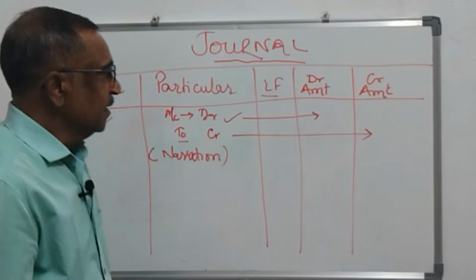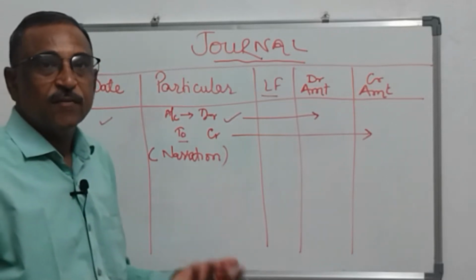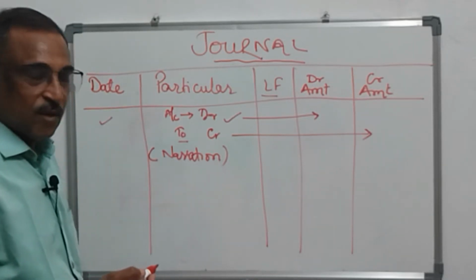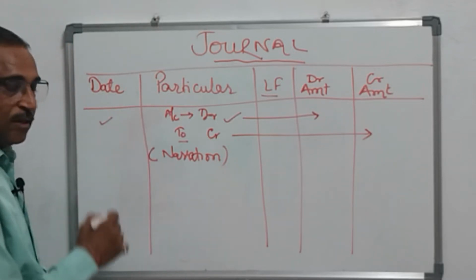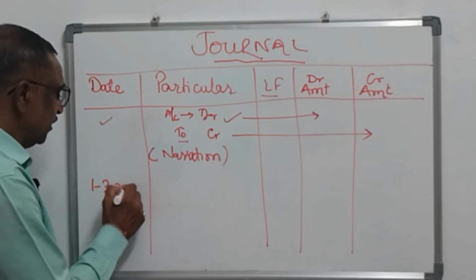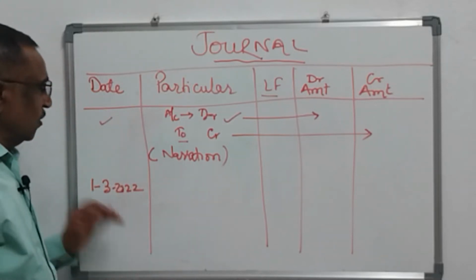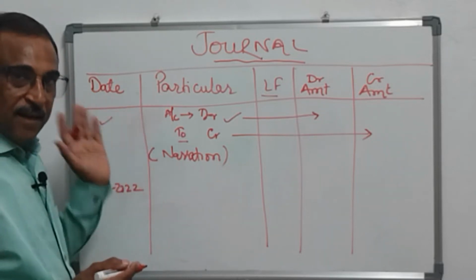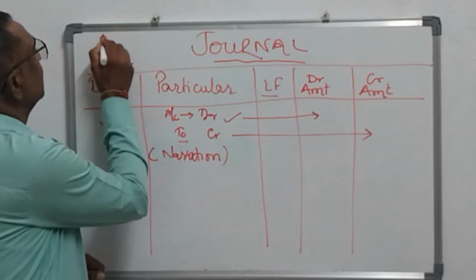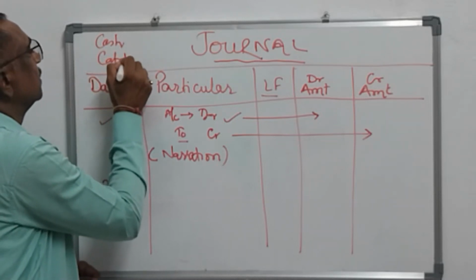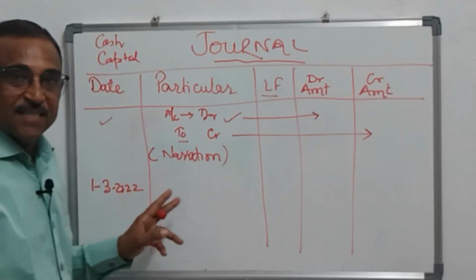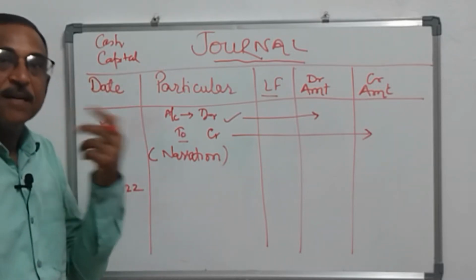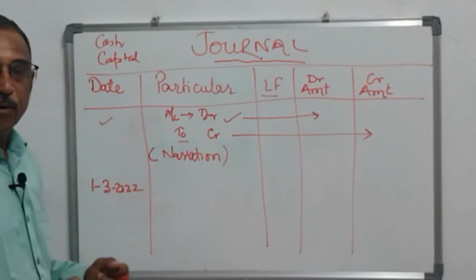Obviously, whenever a business is started, the first entry will be of introduction of capital. For example, business is started with cash 50,000 on 1st of March 2022. So when business is started, two accounts are involved. One is cash and the other is capital. Because cash is coming into the business. Why is the business getting cash? On account of capital being introduced by Kapil. Say, for example, Kapil is your proprietor.